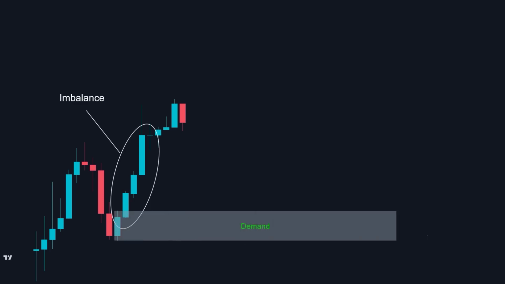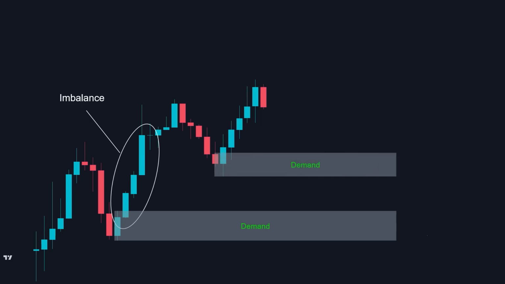Here in this example, the price is moving in an uptrend. In this area, the price has created fair value gaps, indicating buy-side imbalance and sell-side inefficiency. Below the imbalance, we can find the demand zone, as this demand zone has contributed to the imbalance. Let's imagine if the price created another pullback, and we have another demand zone. The key difference is that the second demand zone has no imbalance.